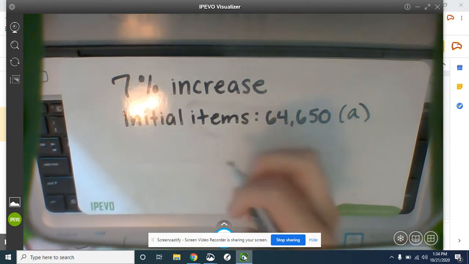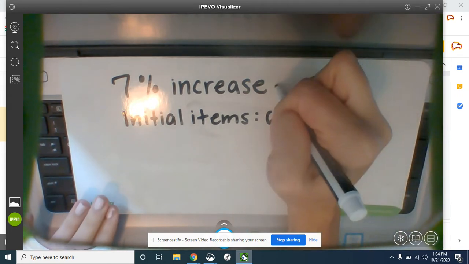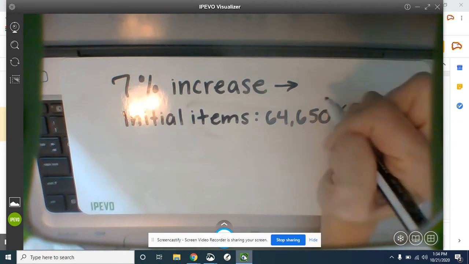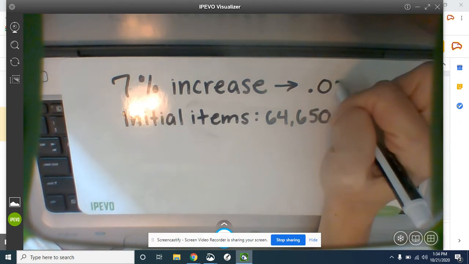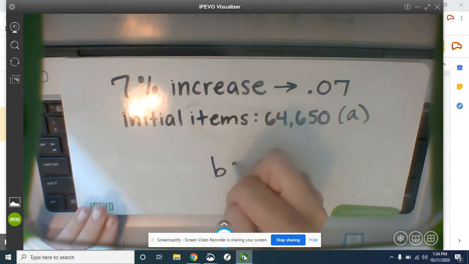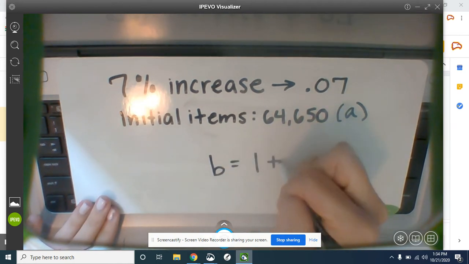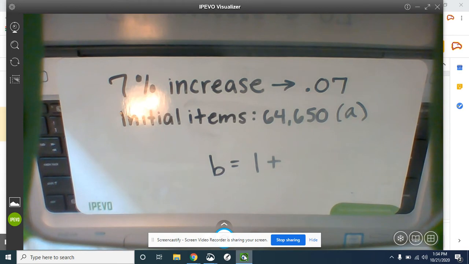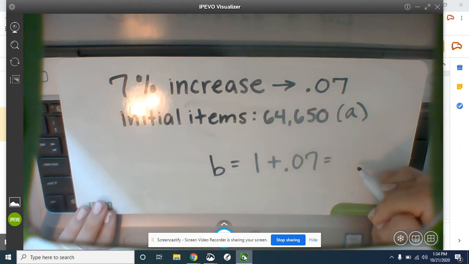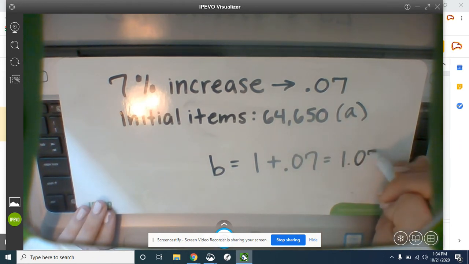So whenever I do that, I convert this to a decimal. So 7% as a decimal, 7 divided by 100, would be 0.07. So the way to calculate our B is we want 1 plus, 1 is like 100%. Let's keep what we have, plus we want to increase it 7%, which is our 0.07. So our B, our growth factor, will be 1.07.